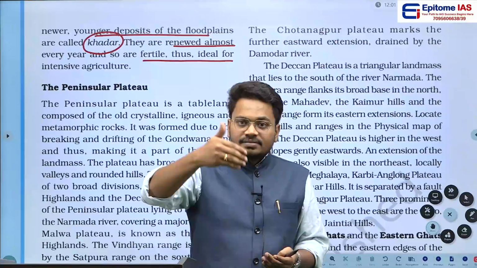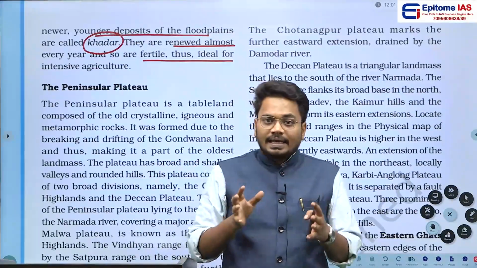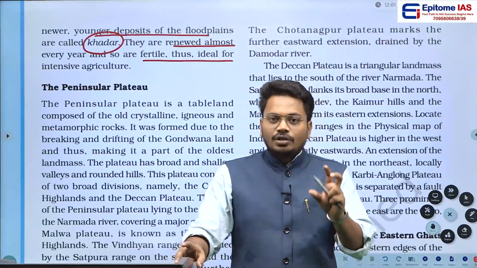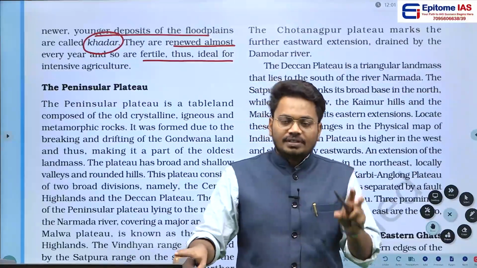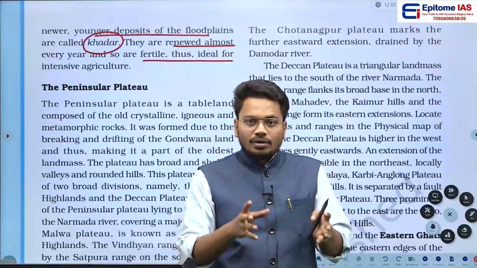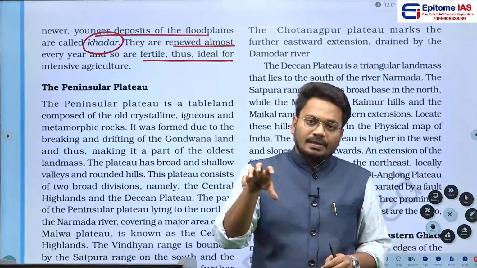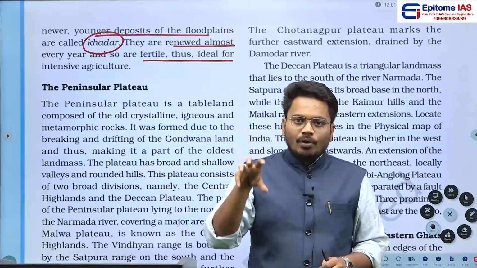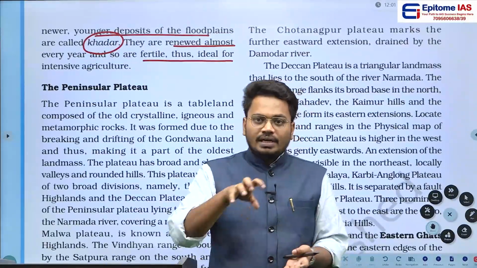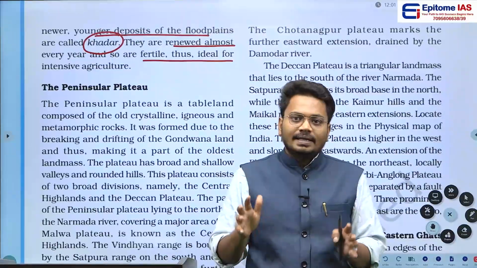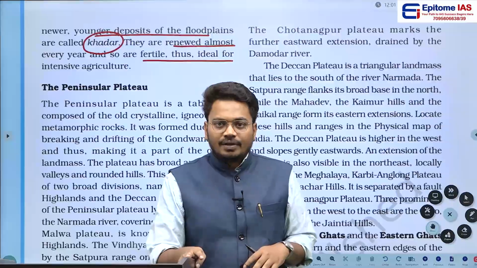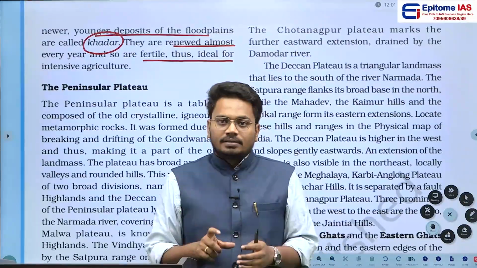Now, to the southern side of Bhabar, we have the Terai zone. In this Terai zone, you will be seeing large vegetational activity, thickly grown forests, and a high amount of wildlife in that zone. So, that is why the majority of the national parks are located in the Terai zone. Now, to the southern side of this Terai, we have what? We have the Bhangar zone.